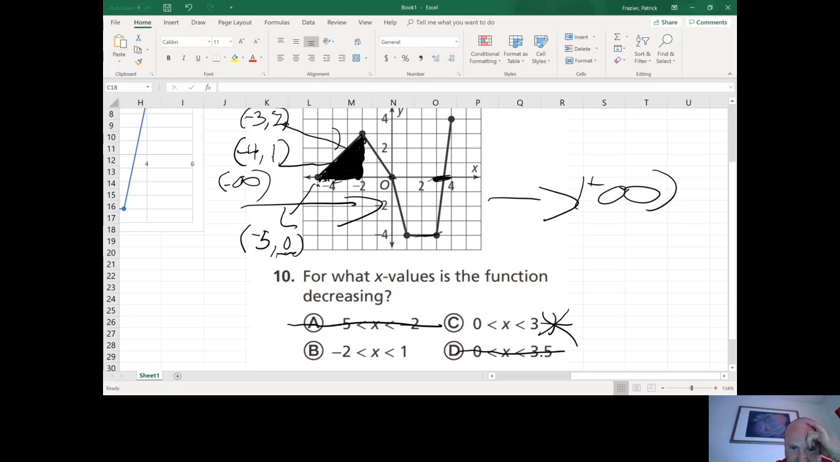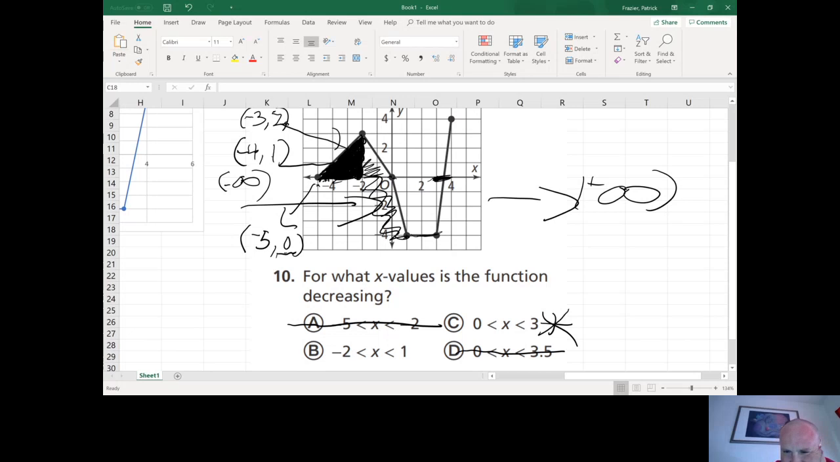And then we've got B, between -2, when x is greater than -2 and less than 1. -2 is over here, and 1 is over here, because it is decreasing between this whole point here. This whole point, it's increasing, or decreasing, I mean.